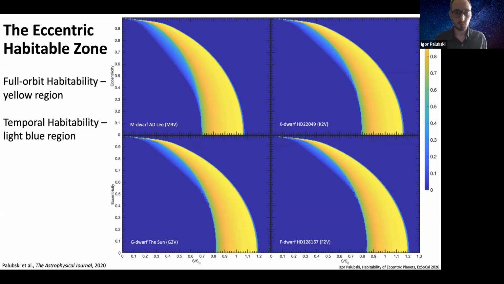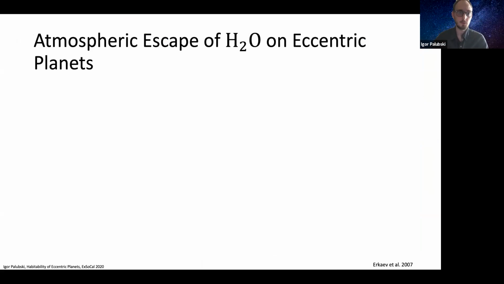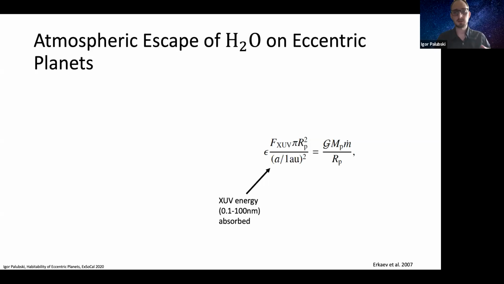But I'm beginning to run out of time here, so I will move on to the atmospheric escape. I'll give you just a quick introduction to the energy-limited escape mechanism. The general assumption here is that we have an upper atmosphere that is completely saturated with water vapor, and we have this influx of high energy radiation, what we call XUV radiation, that photolyzes these water molecules and then subsequently drives the escape of the constituents of water, which in our case is just hydrogen, and the oxygen remains behind.